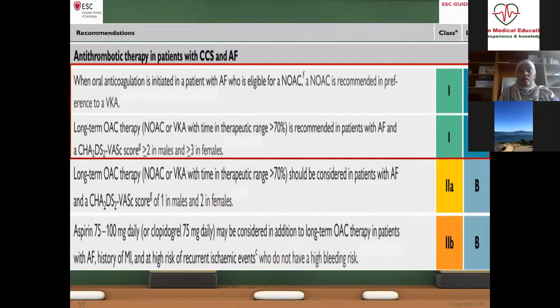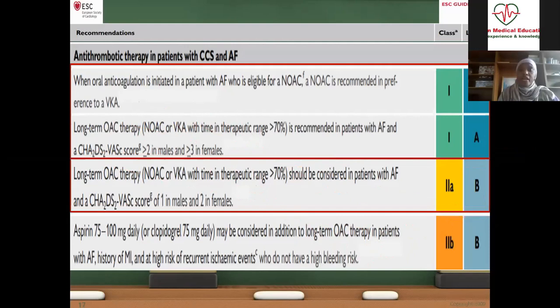is the long-term oral anticoagulant therapy, or a vitamin K antagonist with a time in therapeutic range of more than 70%, is recommended in patients with atrial fibrillation and CHA2DS2-VASc of two or more in males, and three or more for females. So this is class 1. While class 2A is the same indication with the CHA2DS2-VASc a little bit lower, CHA2DS2-VASc 1 in males and 2 in females. I think in practice, most of us go with class 2A.